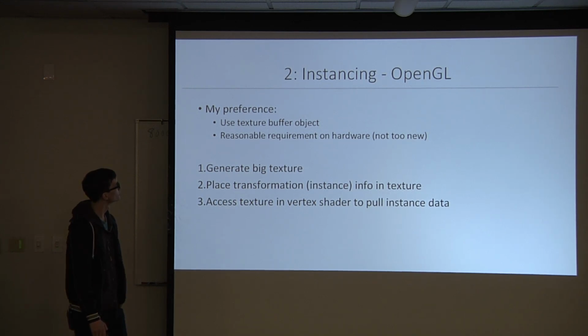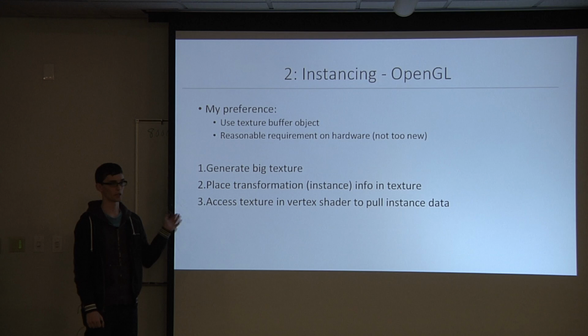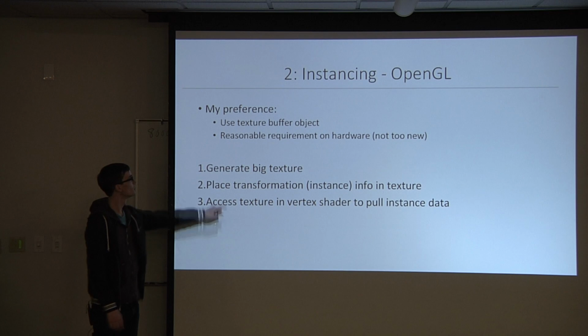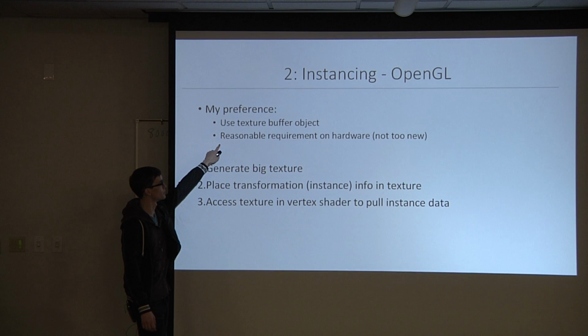So like I said, the second method, instancing, is my preferred way of doing sprite batching. If you're familiar with OpenGL, this slide will be a little more useful to you. If you're not familiar with OpenGL, don't worry, it's just as simple in DirectX, I'm sure. The idea with OpenGL that I like is you can create a big texture on the GPU, which means a really big array. Textures on GPUs with OpenGL are arrays, and you can put arbitrary data in them. This is called a texture buffer object. So you make a huge array on the GPU, and then you can put transformation information into it.